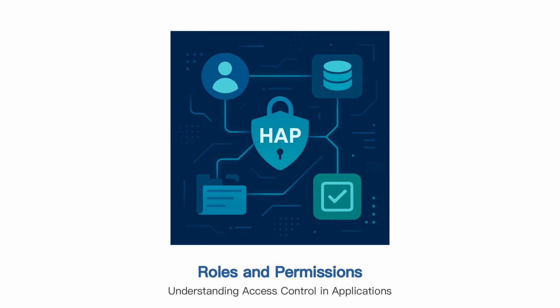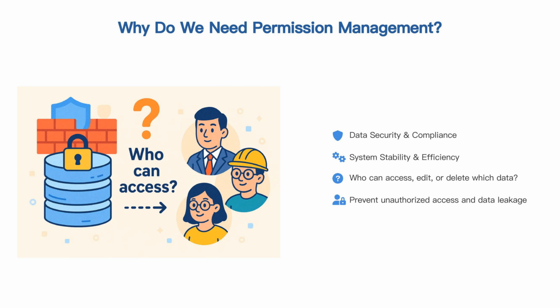Next, we will discuss the second core issue: roles and permissions. In enterprise management applications, data security and compliance management are of utmost importance. Not everyone should be able to freely access or modify system data. Since each person's role is different, their permissions to access and use data should also vary. Proper permission settings not only ensure data security, but also enhance operational stability and efficiency.